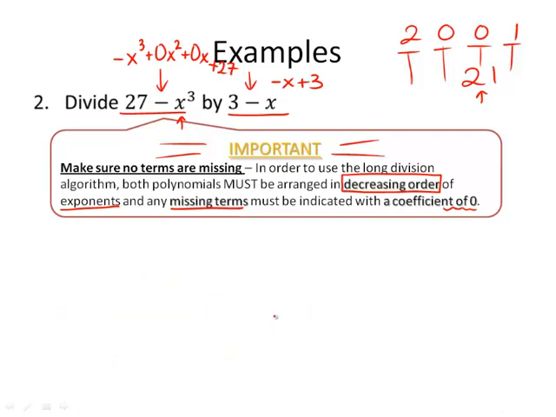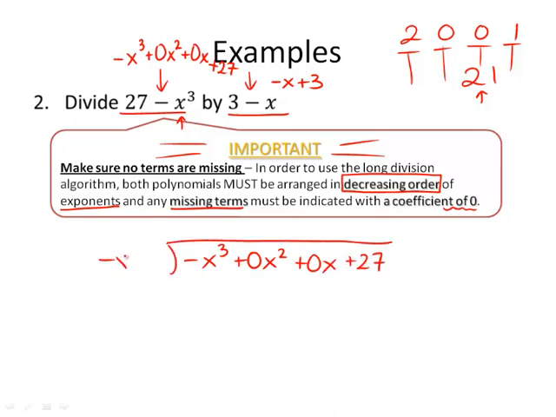So let's try it out. We're going to take negative x cubed plus 0x squared plus 0x plus 27 and divide it by negative x plus 3. So we think first, what times negative x gives us negative x cubed? Well, negative times a positive will give us a negative, and x squared, 1 times 1, so x squared times negative x gives us negative x cubed. X squared times positive 3 gives us positive 3x squared.